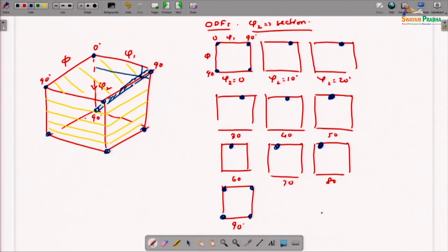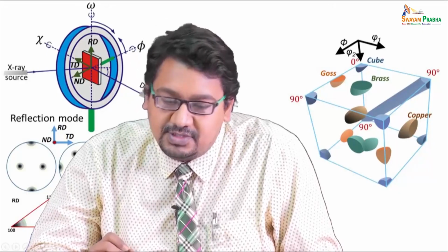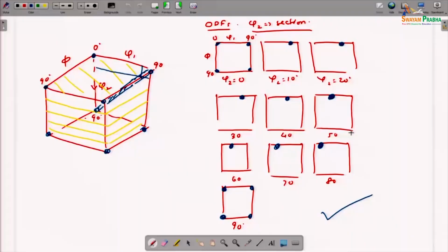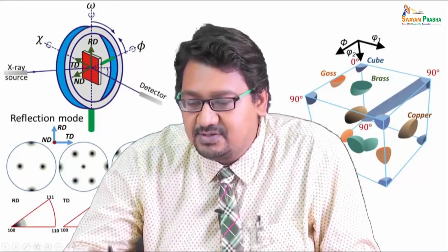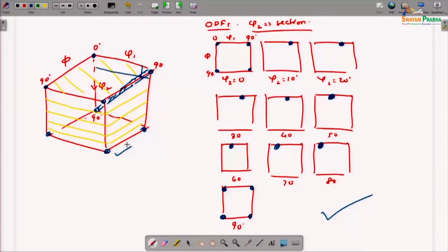So, that is all for the cube component. In this way we can observe how cube texture can be represented using the Euler space and the orientation distribution functions in phi 2 equal to 0 to 90 degree sections, which can be graduated at 5 degrees or 10 degrees as suitable.